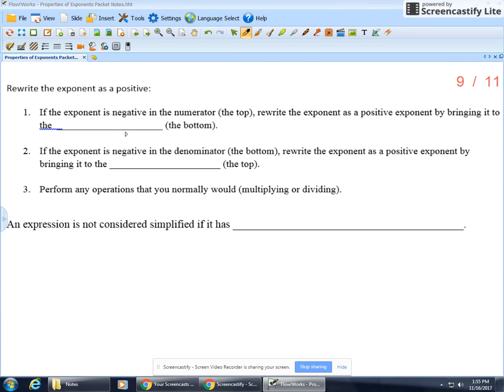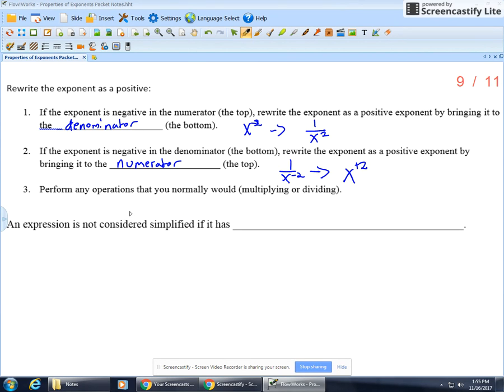So just as a word definition, if the exponent is negative in the numerator, so it's negative in the top, we write the exponent as positive by bringing it to the denominator, bringing it to the bottom. So that means x to the negative second power would then become 1 over x to the positive second power. If the exponent is negative in the bottom, rewrite the exponent as a positive exponent by bringing it to the numerator. So it's just reverse. If it's 1 over x to the negative second power, it becomes x to the positive second power.